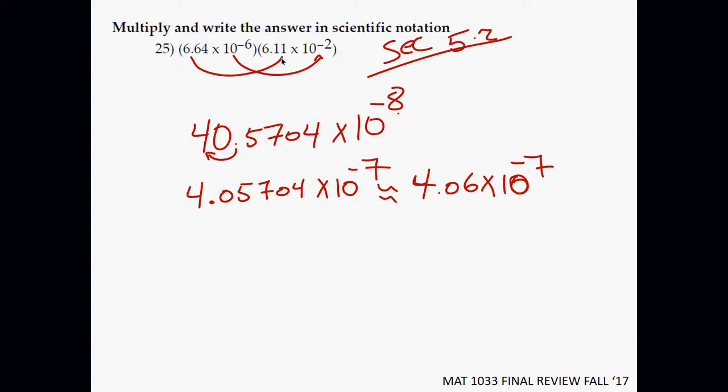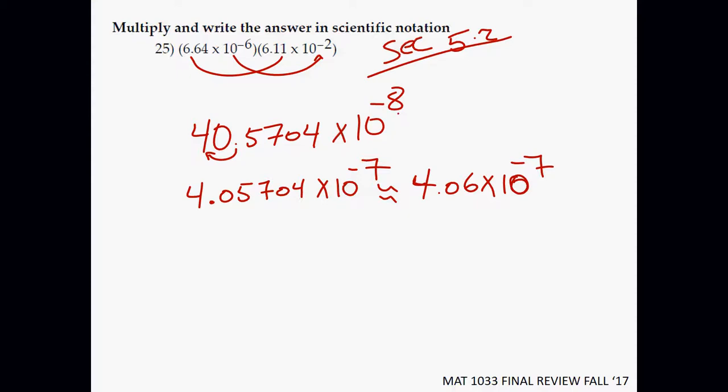Now, 6.64 times 6.11, using your calculator, we got 40.5704. For scientific notation, the decimal has to go to the left one place, right? Going to the left, if you remember, means we have to add 1 to the power. If you're going to the right, you subtract 1 from the exponent. Since I'm going to the left, this exponent has to be increased by 1, and this will be negative 7. Oh, positive 1. Yes, positive 1. If you add positive 1 here, it becomes negative 7.